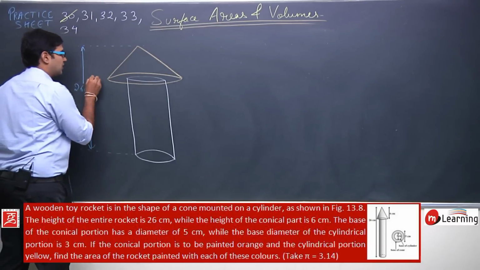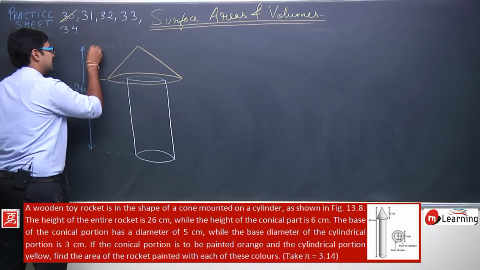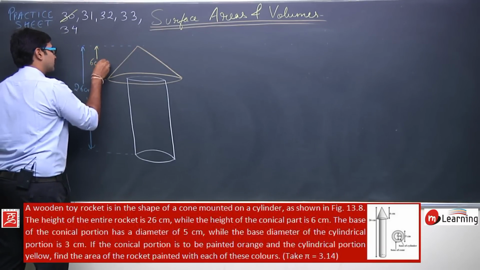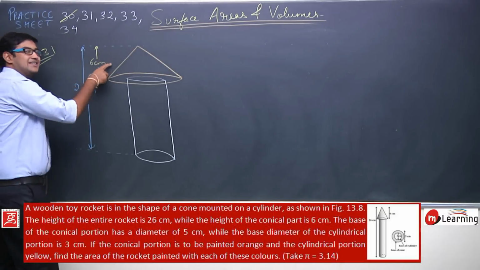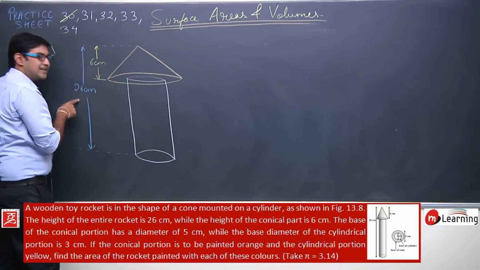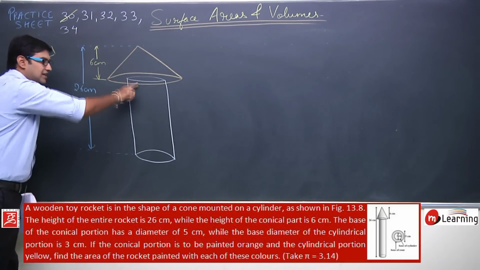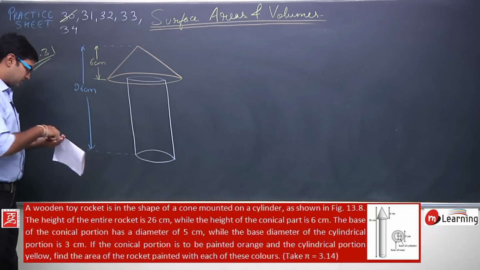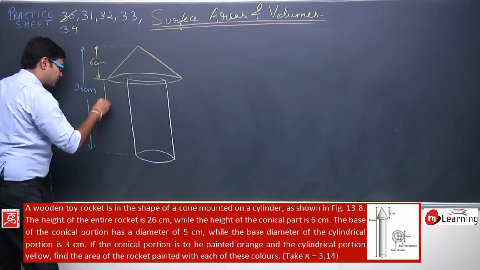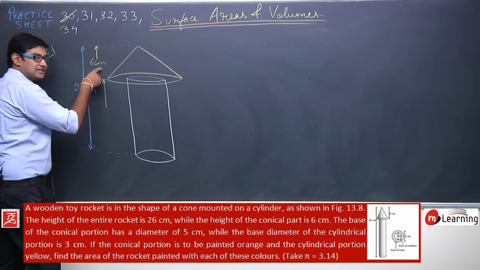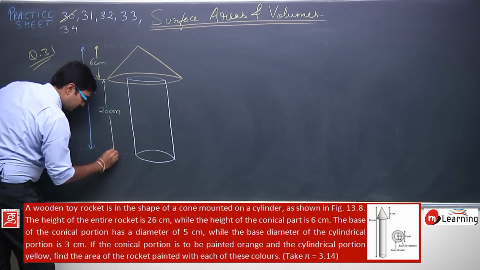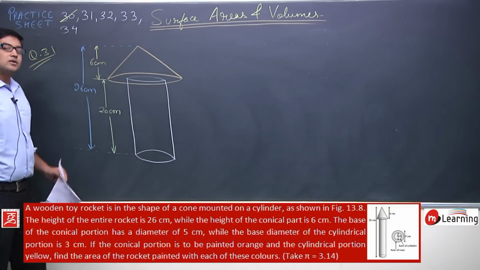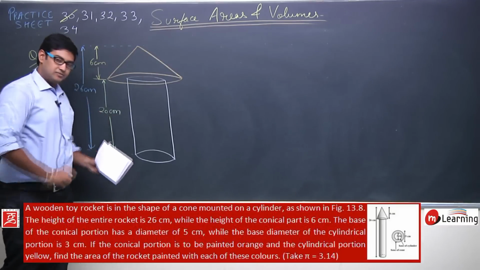So this is the conical part. So this is 6 centimeters. So now I have the conical part as 6 centimeters, the total length is 26 centimeters. So what is the length of this cylindrical portion? The length of this cylindrical portion will be 26 minus 6, that is 20 centimeters. Okay, so we have deduced this length.